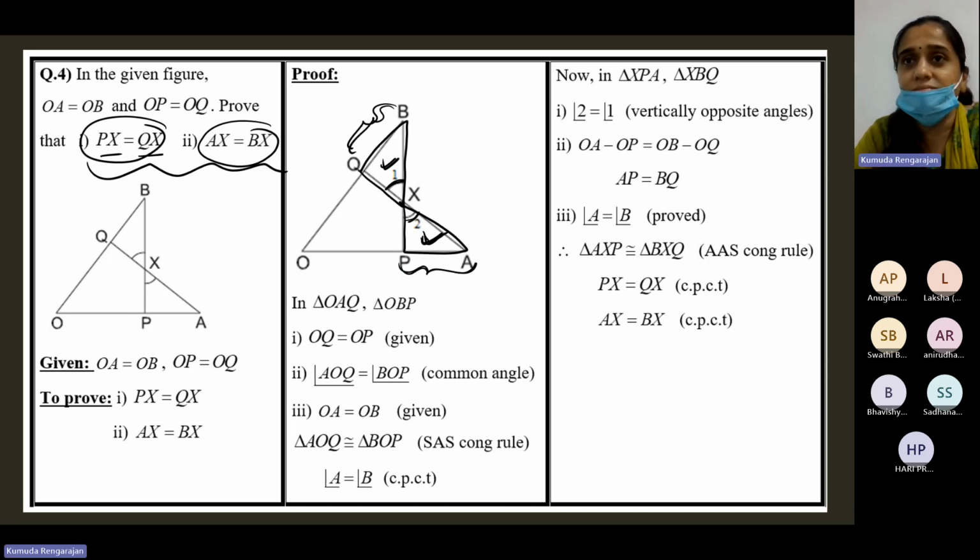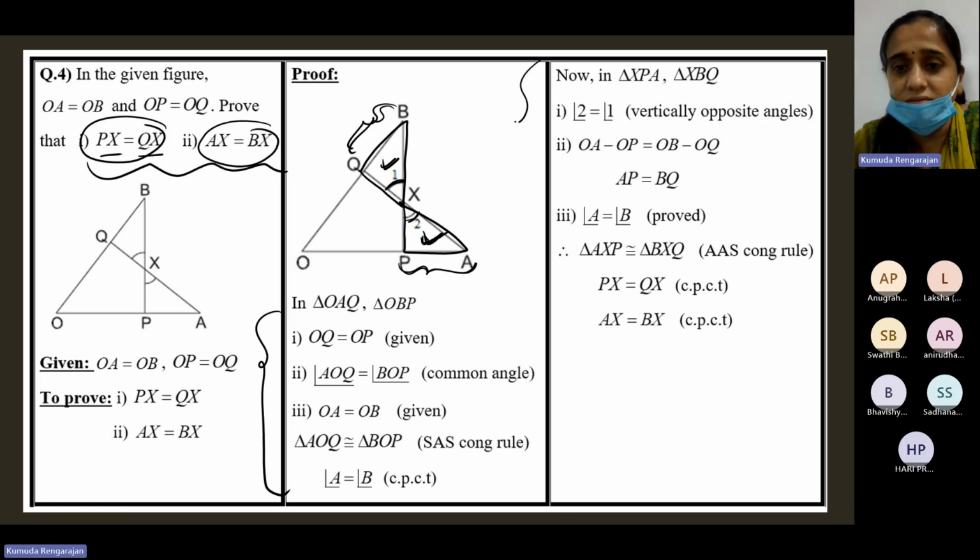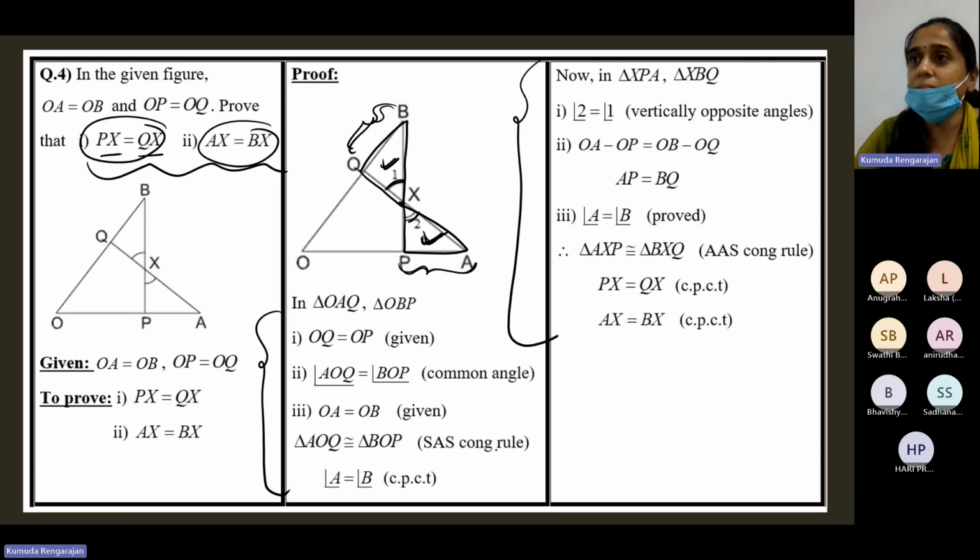Nothing else is given. So here we are trying to find an information. We want one more information. For that, we are using the triangles AOP and BOQ. So the answer is actually here.